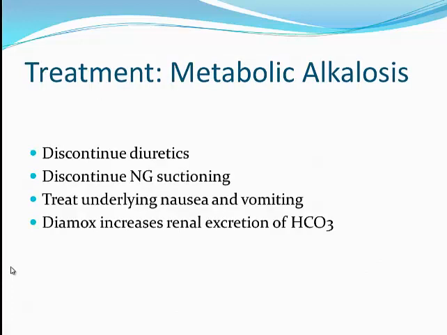The treatment for metabolic alkalosis is going to be geared at discontinuing the diuretics, discontinuing NG suctioning, and treating the underlying nausea and vomiting. We can give Diamox, which will increase the renal secretion of the bicarbonate.